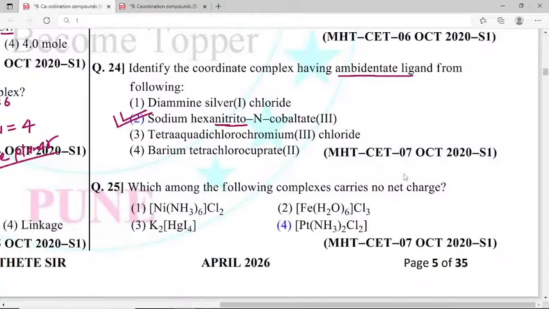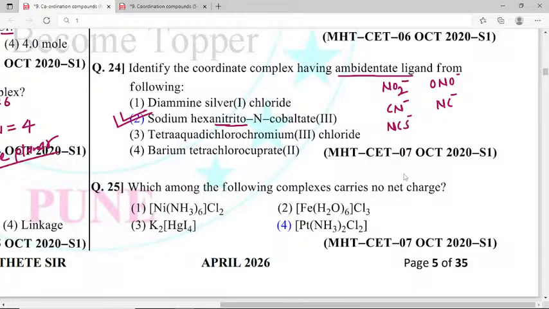Ambidentate, two different. So what type of ligand is here? NO2 minus, ONO minus: nitro, nitrito. Next is the CN, NC minus: cyanide, isocyanide.